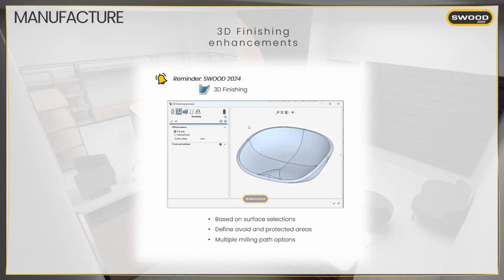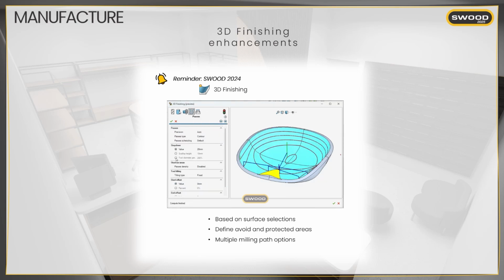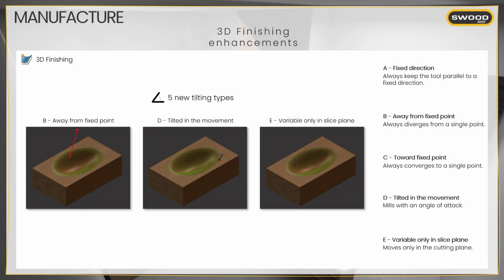Let's continue with the 3D finishing enhancement. Last year we introduced the 3D finishing. It's the ability to select, from a user-friendly interface, the surfaces you want to mill, and some surfaces you want to avoid and protect. You have a lot of different milling options. We already saw last week, and you have all the documentation in the software to have access to all the parameters. And this year, we release a new option with 5 new tilting types.